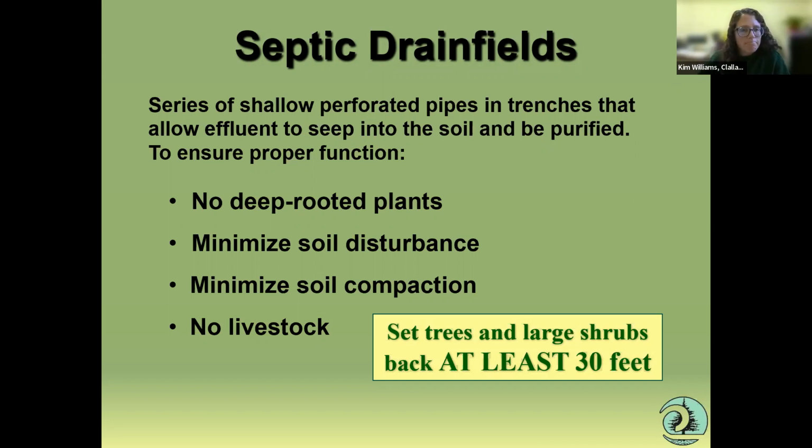And you really need to know where your drain fields and your septics are. Set your trees and large shrubs back at least 30 feet to protect them. And we'll go more into the different species that go on top of drain fields in the next one, when I get really in depth about different plants and their conditions.